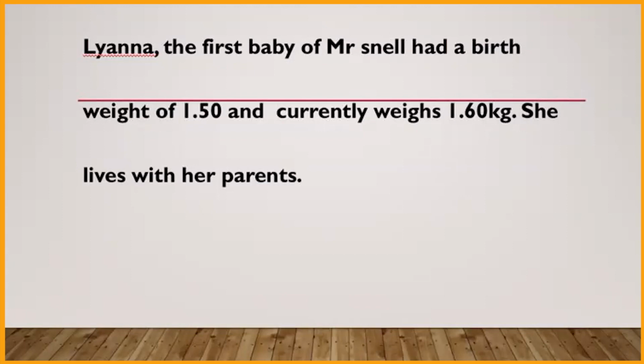Miss Snell. What I meant was Mrs. Snell. The baby had a birth weight of 1.5 kg. I forgot to write the kg, and she currently weighs 1.6 kg. She lives with her parents, so we included both. The first baby of Mrs. Snell. There's a slight typing error. Do you all understand?